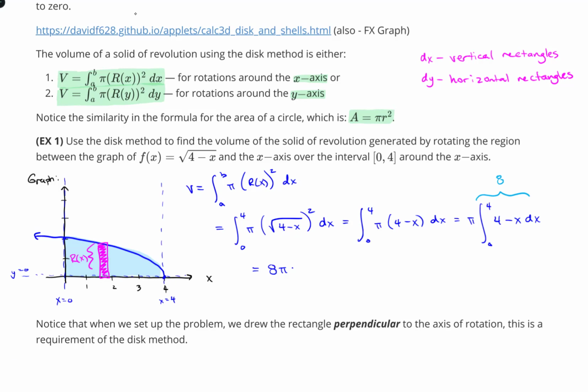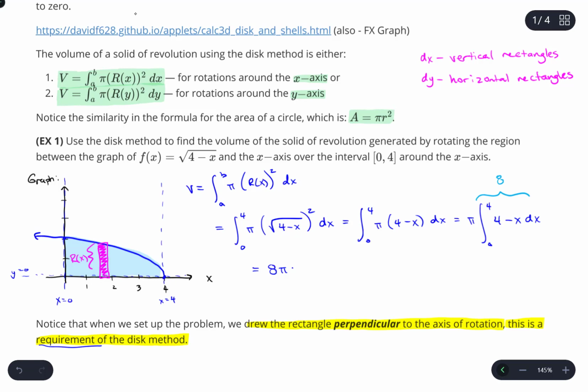So when we set up the problem, I didn't mention it, but I drew the rectangle perpendicular to the axis of rotation. And that is absolutely a requirement for the disk method. If you draw your rectangle parallel to the axis of rotation, you're not going to get a disk any longer. You'll get a different type of object which you have to treat differently. We'll explore that later, but for now, just keep this in mind.